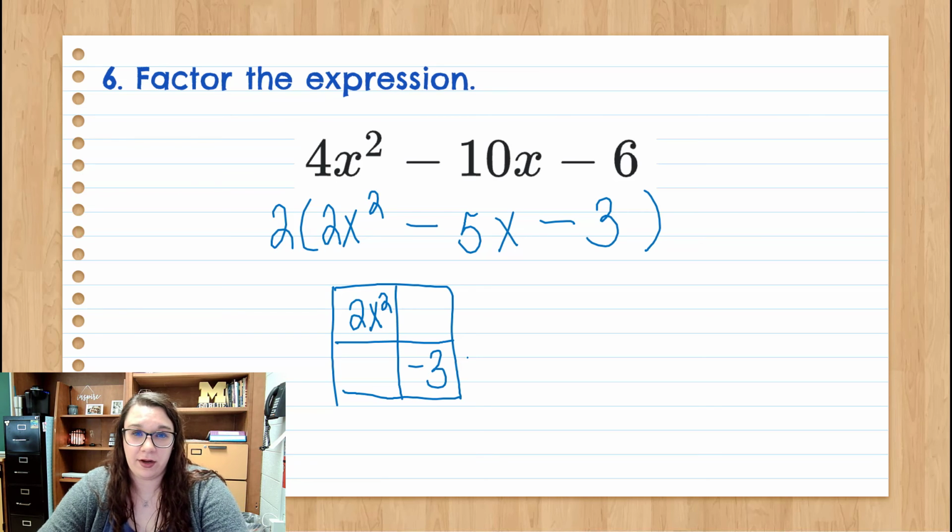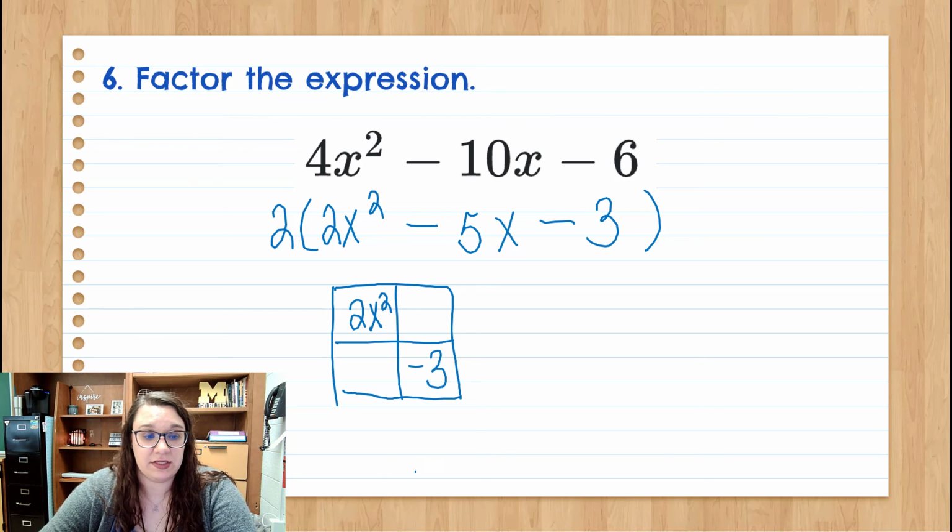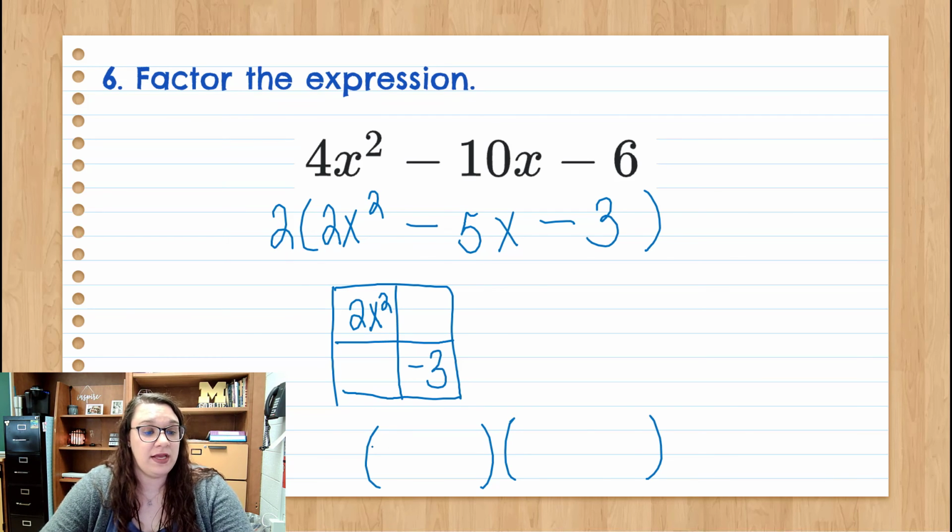At one point here, I would always see students make mistakes where later when they get to their final answer, they forget about this 2 we factored out. So my advice is at this point, set up your 2 parentheses for your answer and set the 2 in front of it. That way you don't forget about it. All right, let's finish this problem.